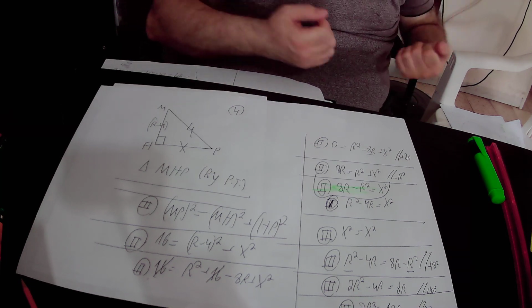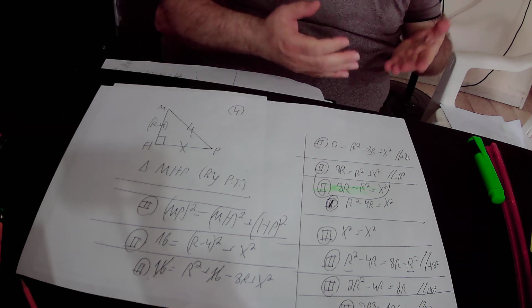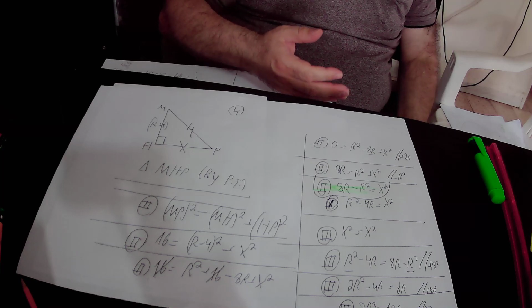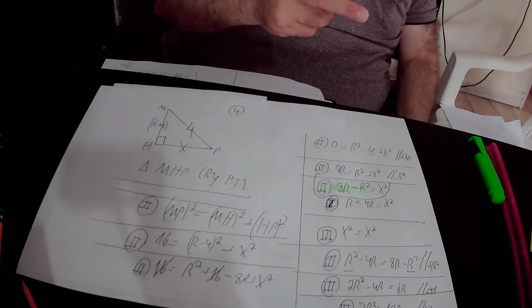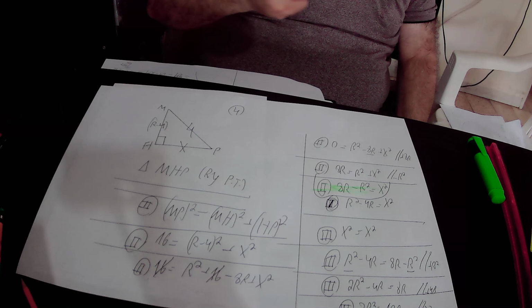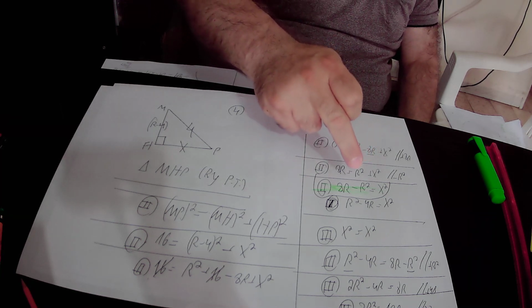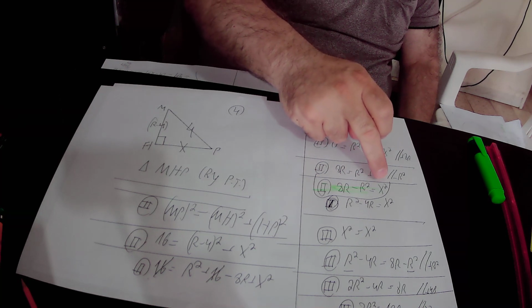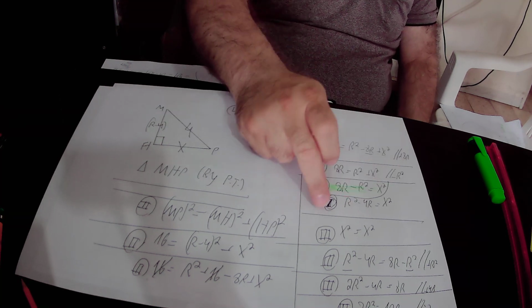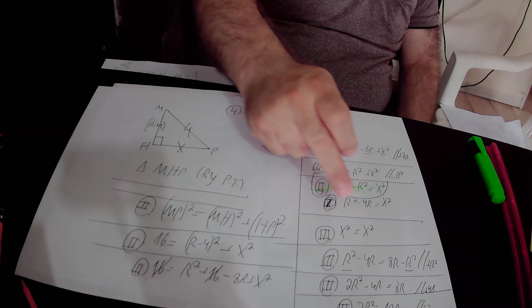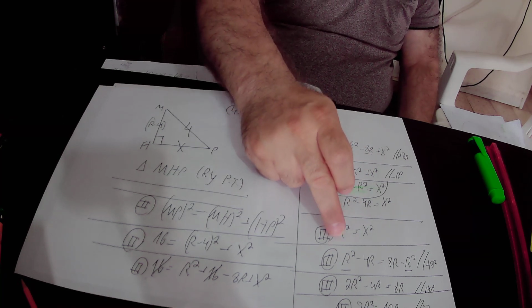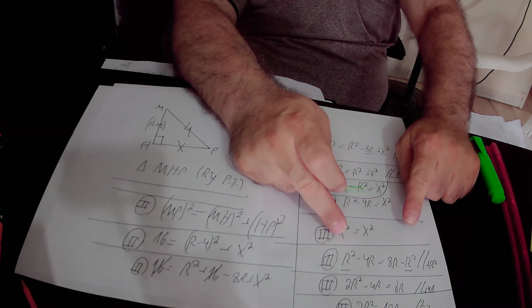Therefore, we created equation number 3. We have two expressions for x squared, from equation number 1 and equation number 2. Equation number 3 states that x squared according to equation number 1 must be equal to x squared according to equation number 2. So x squared equals x squared. So x squared according to equation number 1 is R squared minus 4R.